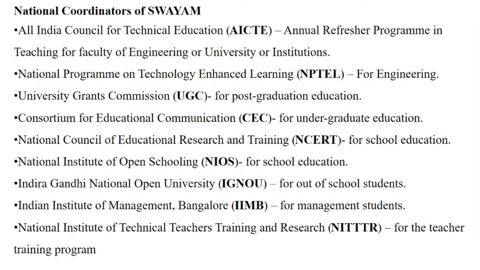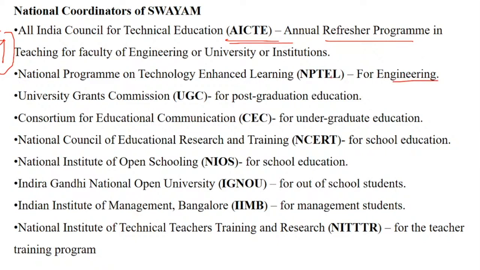Now, there are 9 coordinators, so you can get this in the match the following. I have given the full form and what they indicate. AICTE, that is faculty for engineering. NPTEL, that is engineering faculty. AICTE gives the grant; it talks about the authorizing body.